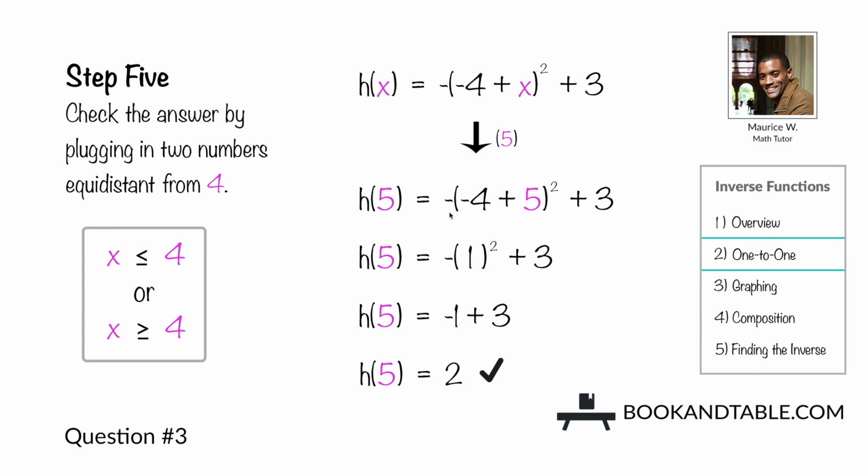h of 5 is equal to negative 1 times (negative 4 plus 5) squared plus 3. Negative 4 plus 5 is positive 1. Positive 1 squared is 1. Negative 1 times 1 is negative 1. Negative 1 plus 3 is 2. Confirming h of 3 and h of 5 have the same output value, confirming the answer to question number 3 is x is less than or equal to 4, or x is greater than or equal to 4.